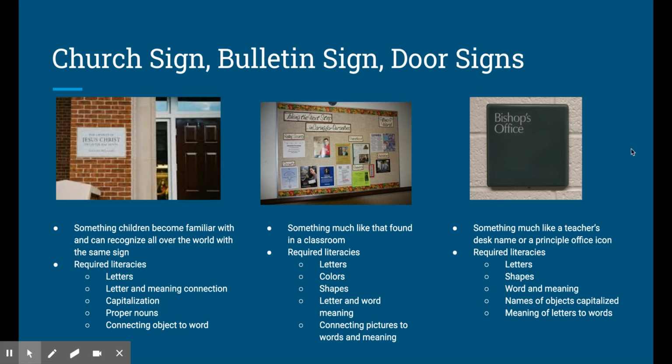The bulletin sign is kind of similar to this, however, incorporates a lot more things. A bulletin sign is something that a child would see in the hallway of their church, as well as seeing in their classroom. In this way, the child might recognize the bulletin sign and the things on it after having seen it in their classroom. They would require the literacies of recognizing the letters and their meaning, the colors, the shapes, the letters and word meaning, and connecting the pictures to the words and the meaning.